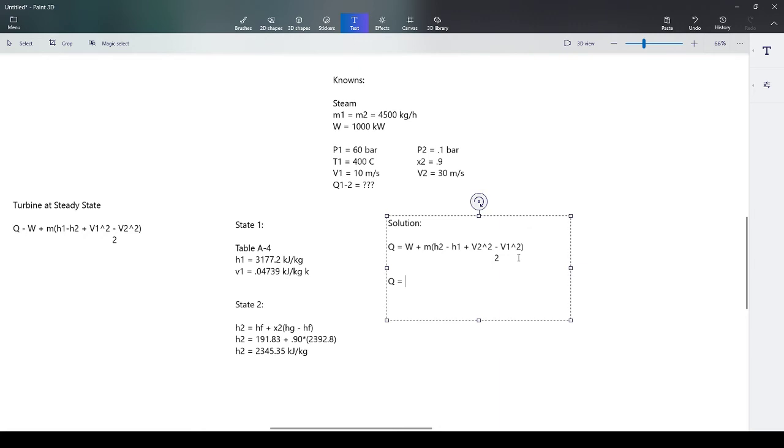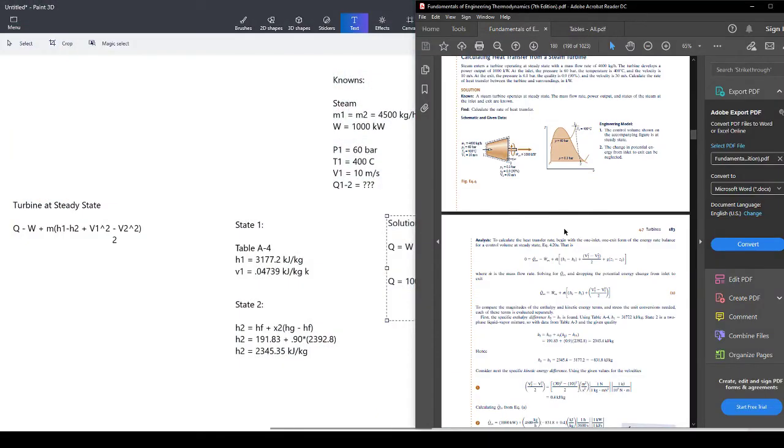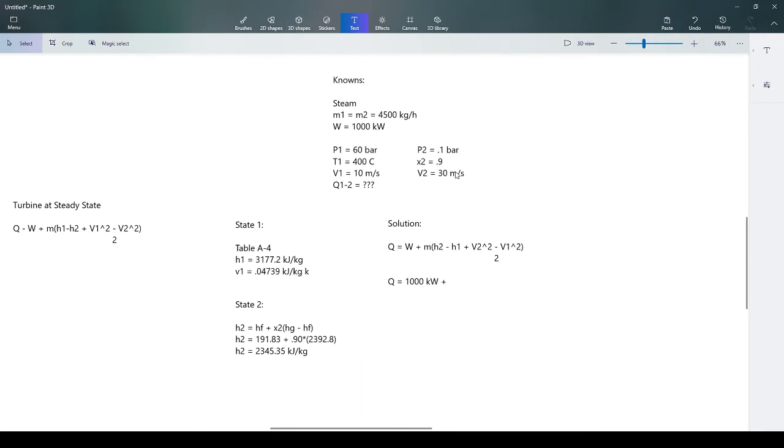So we have Q is then equal to 1,000 kilowatts plus our mass flow rate of 4,500 kilograms per hour. I thought it was 4,600. Oh, it is 4,600. I just wrote it wrong. So it's 4,600. Sorry about that.